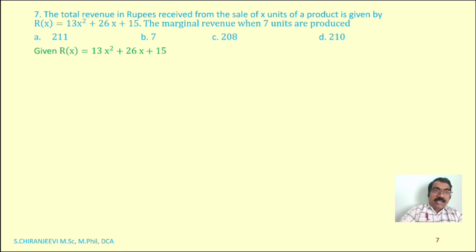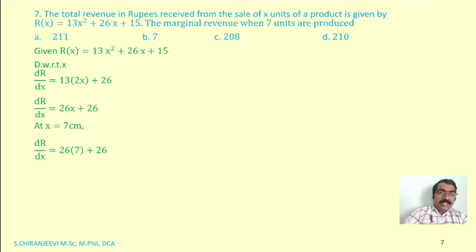Given R of x equal to 13x square plus 26x plus 15, differentiating with respect to x, dR by dx equal to 13 into differentiation of x square is 2x plus 26 into differentiation of x is 1 plus 15 is 0. So dR by dx equal to 26x plus 26. At x equal to 7 it will be 26 into 7 plus 26. dR by dx equal to 182 plus 26. dR by dx equal to rupees 208, which is option C.